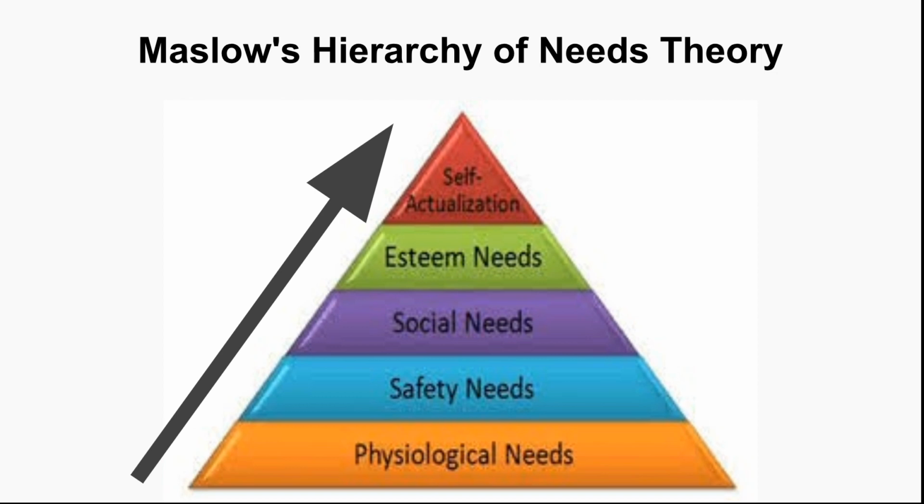You guys can see this small diagram. Here it flows from downward level to upward level. First comes physiological needs, right? According to Maslow, physiological needs are very basic needs like food, clothing and shelter.